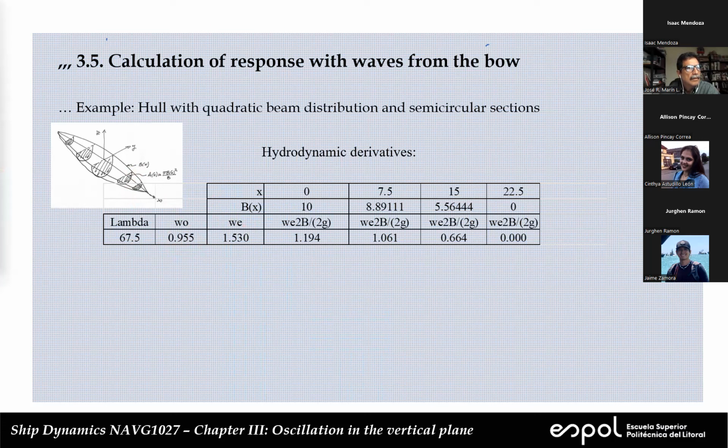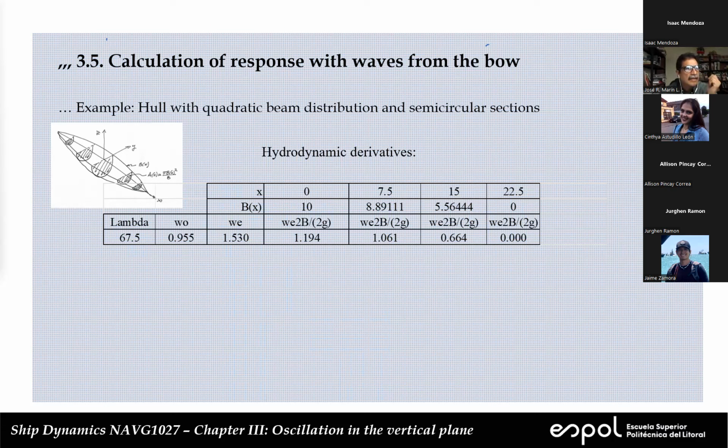Let's ask somebody. Mr. Astudillo, do you remember the expression for the encounter frequency? The encounter frequency is frequency minus... Don't look it up. Try to remember. Velocity, K, cosine of the angle. Exactly. K U cosine of the angle.